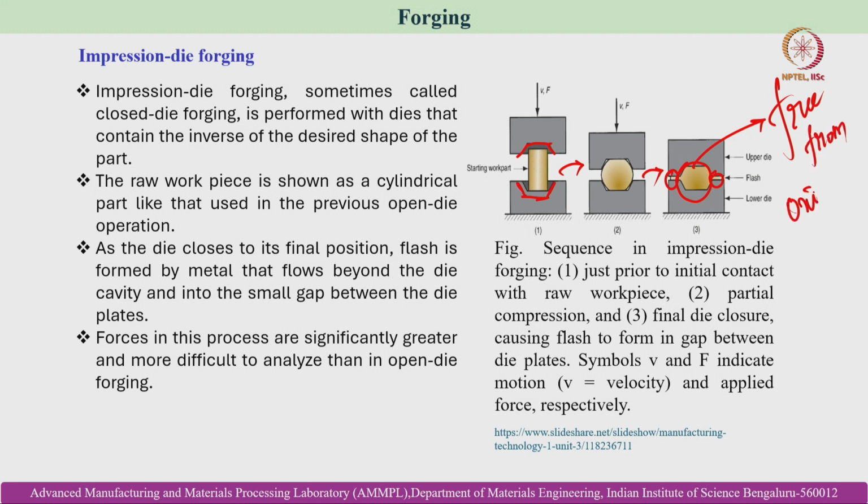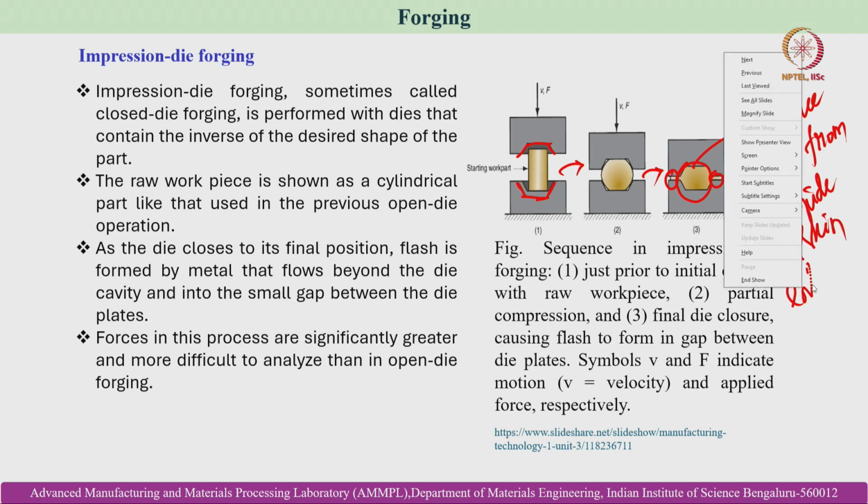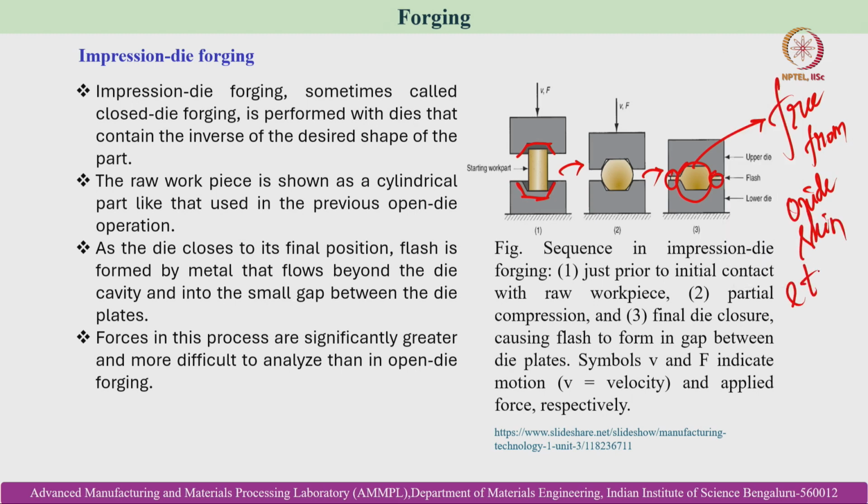So it is free from oxide skin entrapment and inclusion defects in most of the cases. This is the benefit of keeping the flash region in the workpiece that is getting forged.